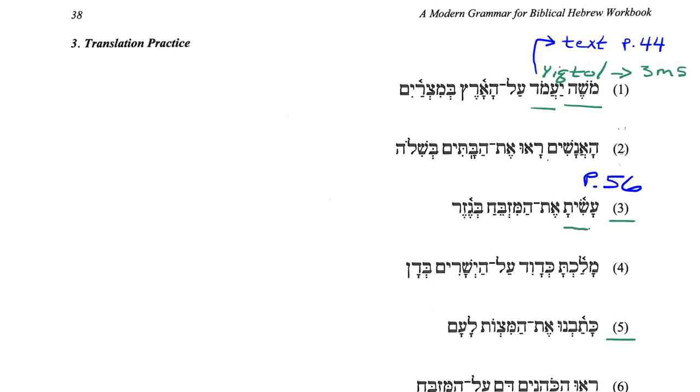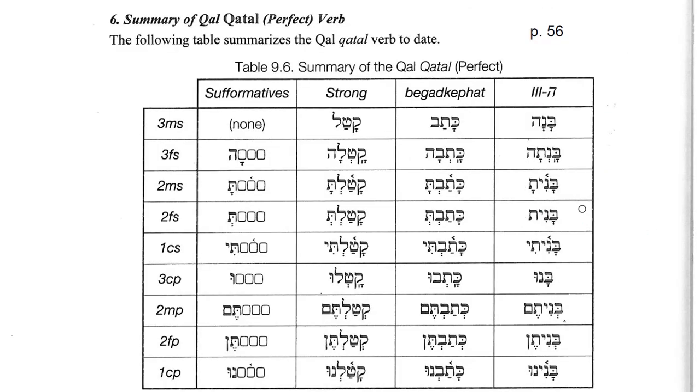So asita, notice that we have this ending, this ta ending, this ta with a comma underneath it. So that's a ta. But we have a yod in the middle of this. Well, where have we seen that? Well, if we go back to our chart, we have three different types of verbs.